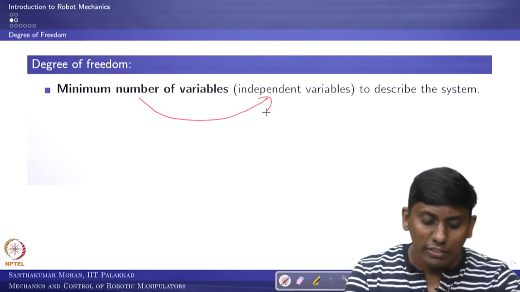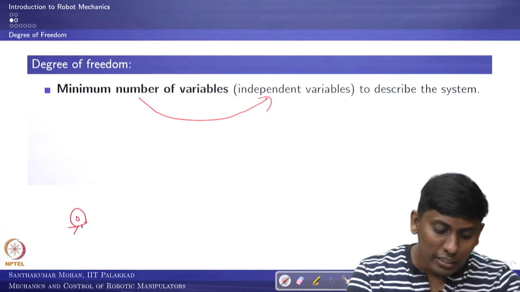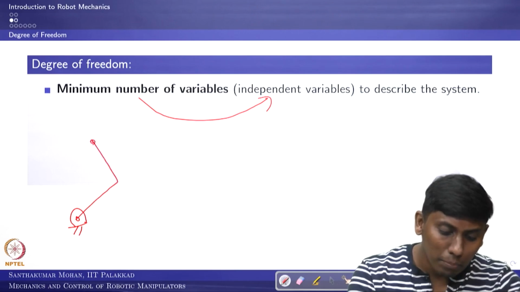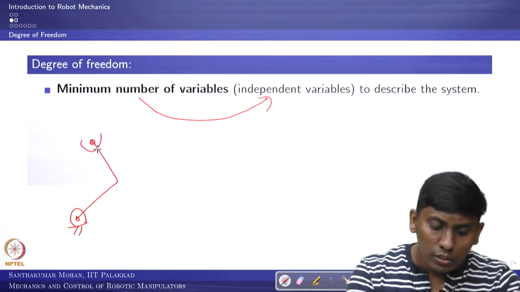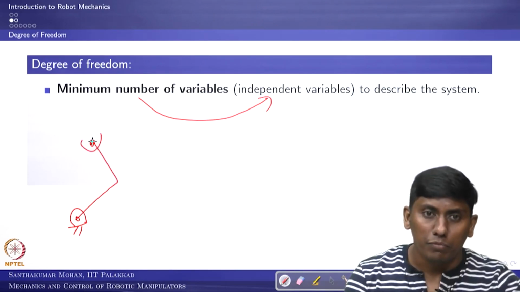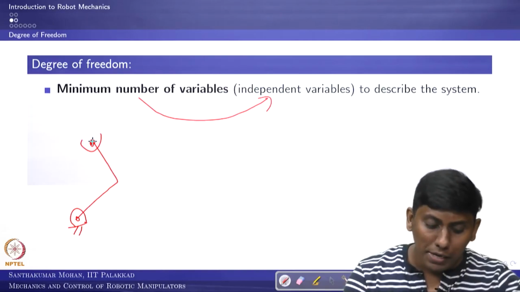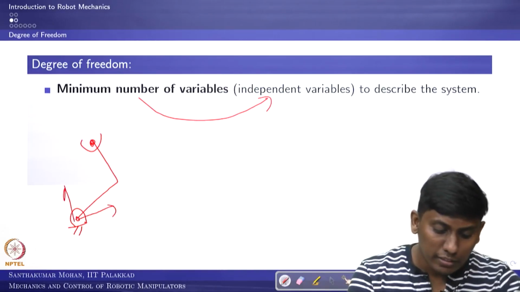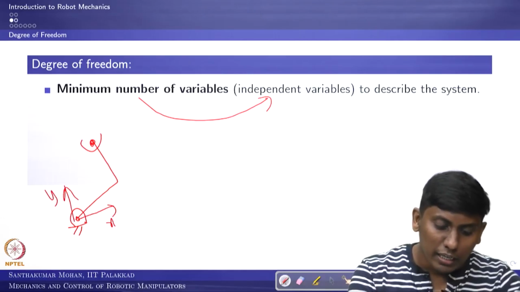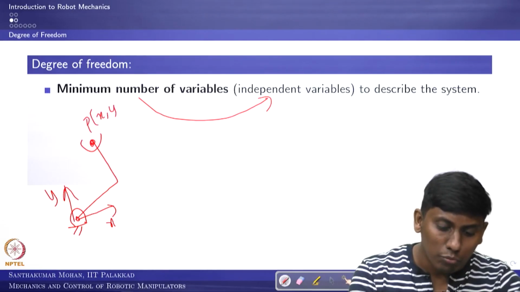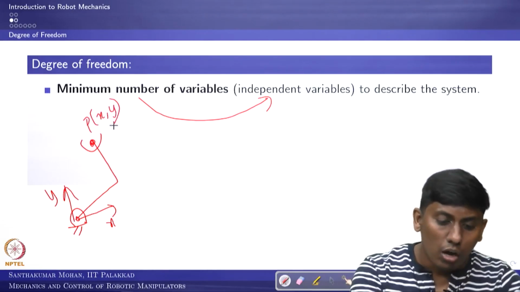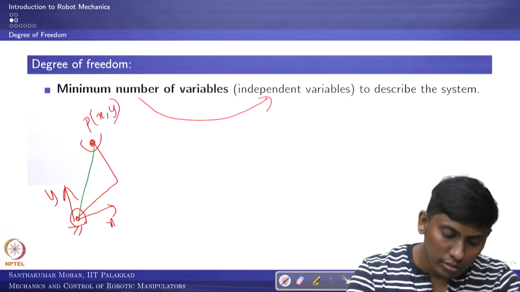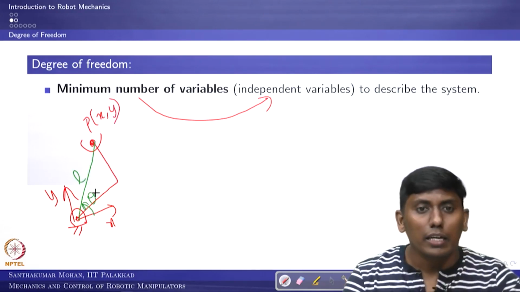In that sense, I will give a simple example. It is a planar manipulator. Okay. So this point I need to define. Only this point. So what are the ways I can do it? I can draw the x, y axes. I can draw this point and I can say x and y. Or the other way around, I can draw this as L or R, theta. Like that I can define it.